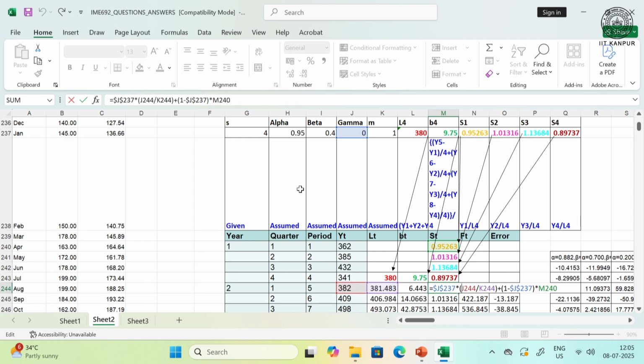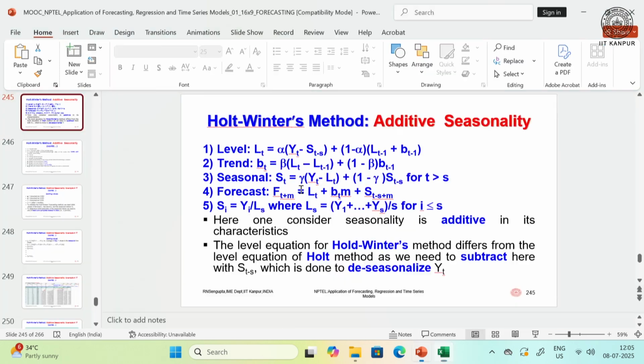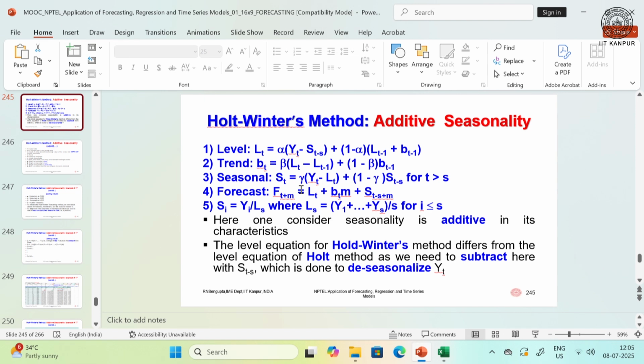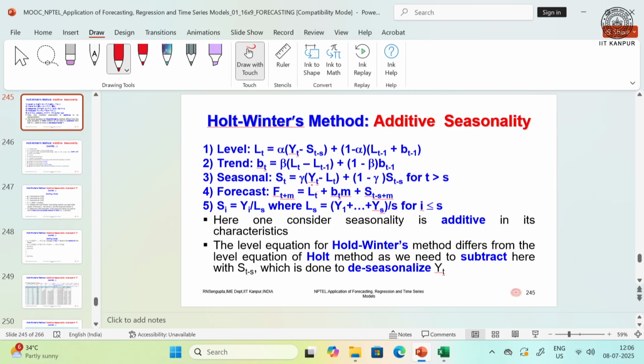So, if I consider this, I have the concept here, given the idea that we are considering the factor to find out ST, and given ST I need to forecast, which is the fourth bullet point, which is LT plus BT into M plus ST minus S plus M. Small s is 4, M is 1, remember. So, once we have that, we utilize the formula given here, which is K244. K244 is basically the value of LT, which is true as given in this formula. I am just hovering the cursor here, plus BT into M.